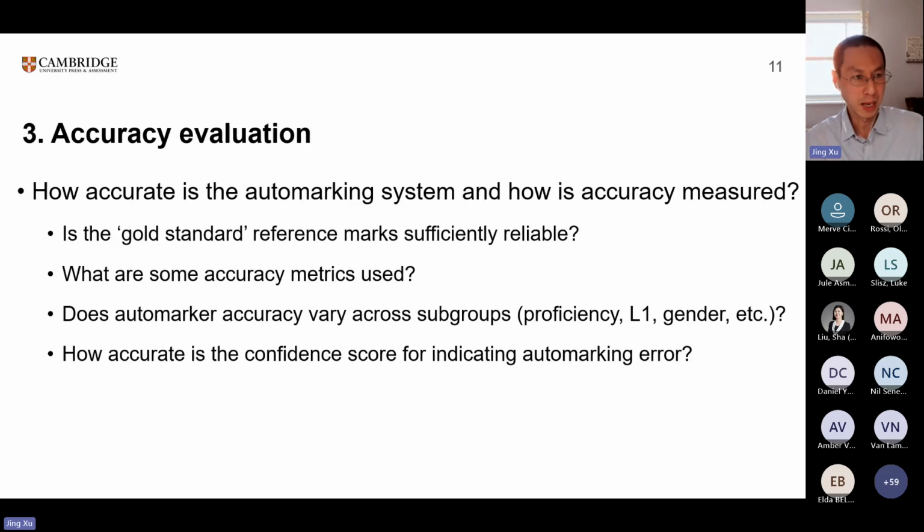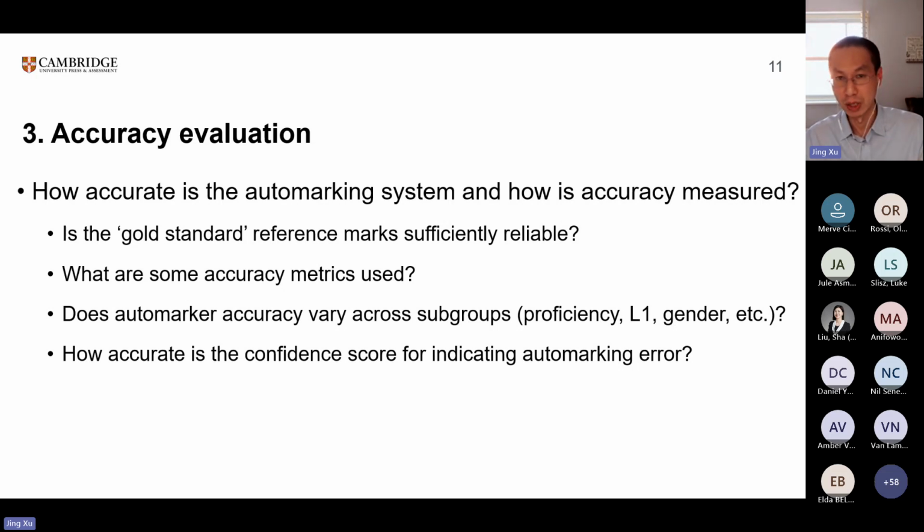The third one is about accuracy evaluation. I won't spend too much time on that, but I will open up the discussion in the second part. The first part is about gold standard reference marks. The training data must be highly reliable, so it couldn't be single-marking data, because human data could be erroneous and unreliable as well. What Cambridge does is use a multi-marking data set. We have multiple markers mark the same responses, and then we do a multifaceted Rasch analysis to compute a fair average score to generate the gold standard human marking score. We call these the reference scores.